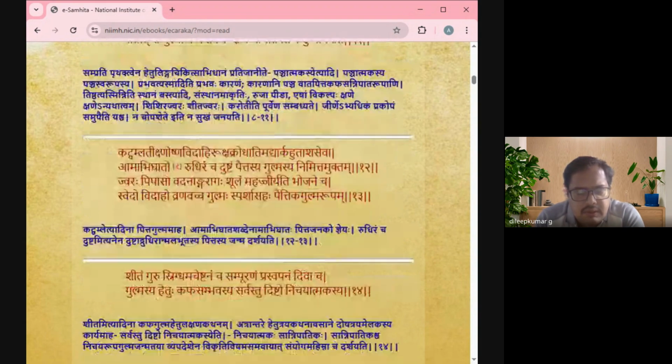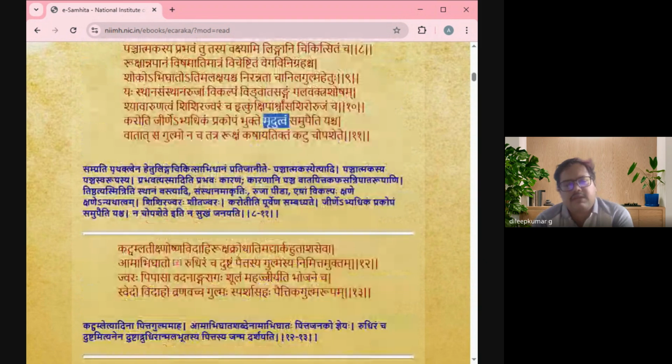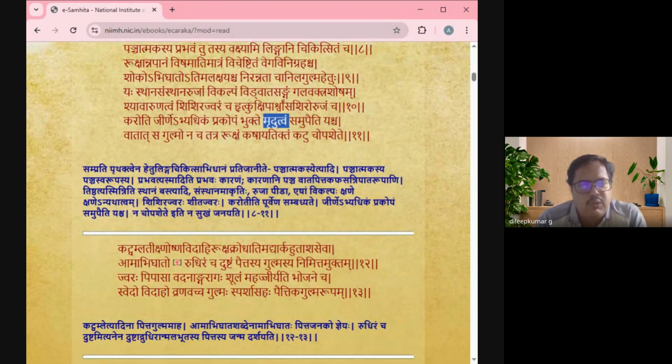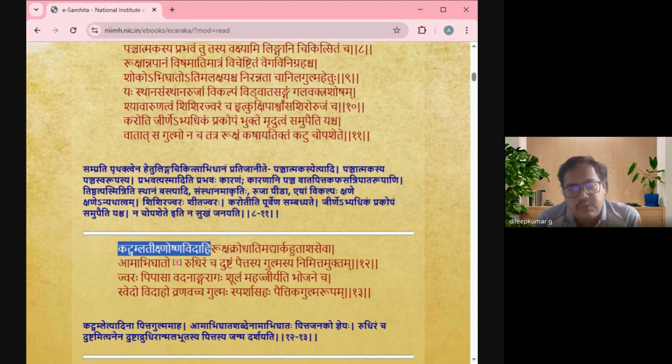Whereas in Pittaja Gulma, one more point we need to understand in Gulma pathology is that Vataja Gulma is the basic pathology. What I have told, spasm, all those things, that is the basic pathology. With that basic pathology, if a person indulges in Pitta Prakopa Ahara Viharas like Katu, Amla, Tikshna, Ushna, Vidahi, Ruksha, Krodha, Ati Madhya, Arka, the condition of spasm is already there.